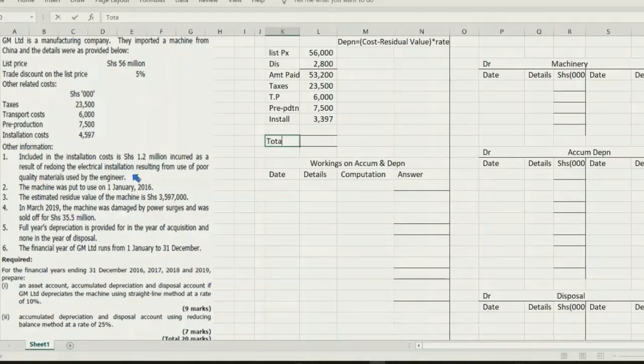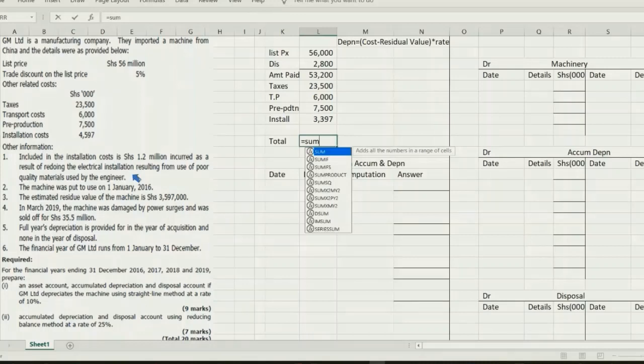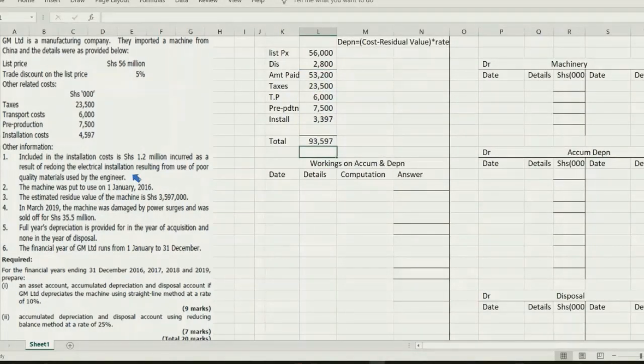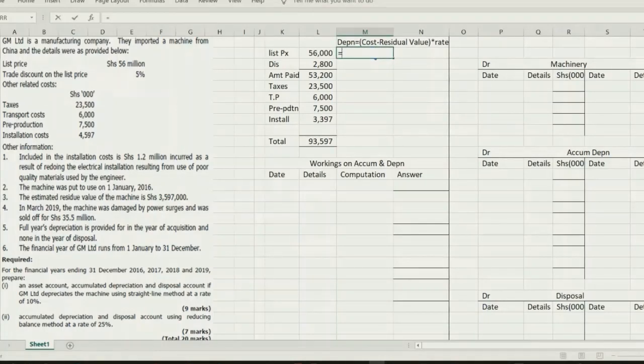3,397. And when we total up, we'll have the total amount we paid for this asset, which gives us a value of 93,597. We'll use the formula cost minus residue value times rate, but this time we're going to just leave off the residue value, and in the computation column we'll multiply off the rate. So say our cost, 93,597 minus the 3,597 given to us in the question as the residue value on point 3.